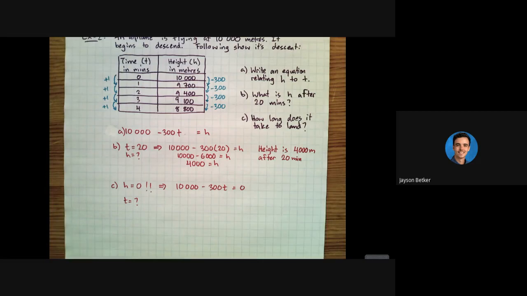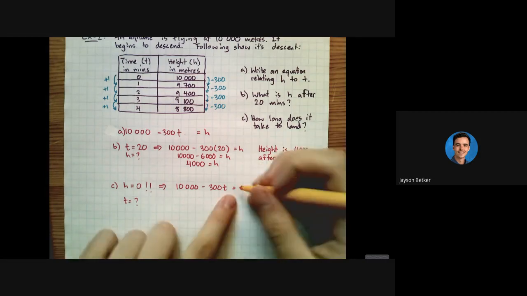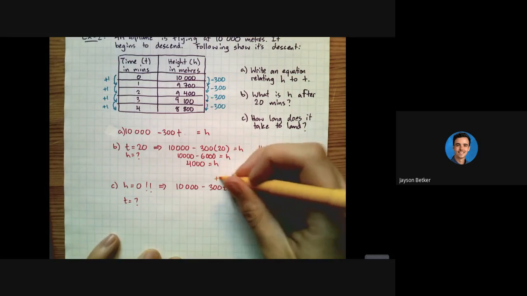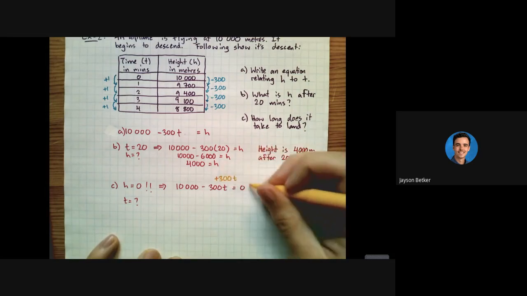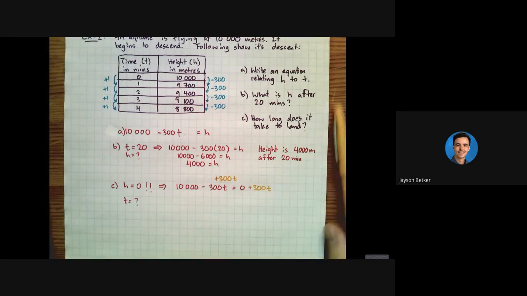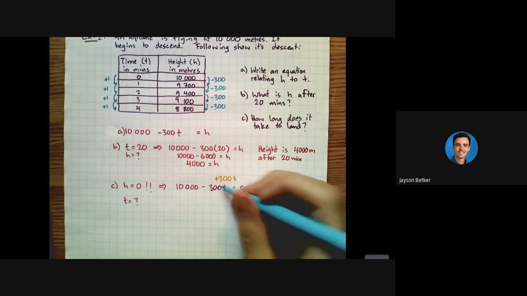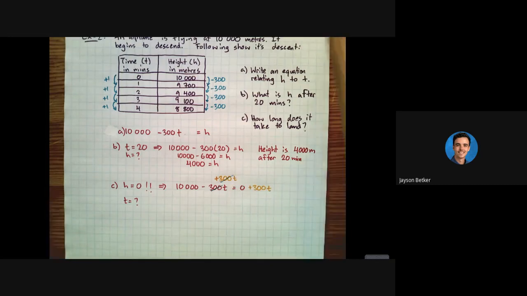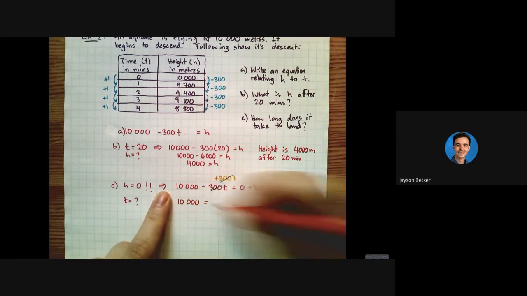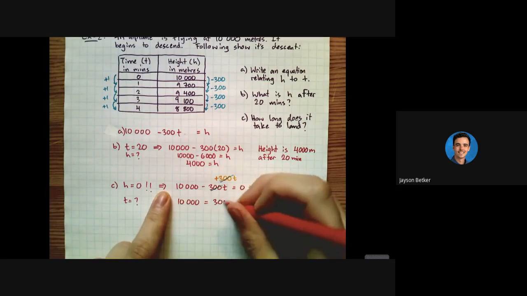Now comes the tricky part. I need to do a little bit of rearranging of this equation. So we need to remember how to rearrange an equation. I have equals 0 on this side. I want to move my 300t to the other side. So I'm going to do plus 300t on this side, and I'm going to do plus 300t on this side. And what that's going to end up doing is it's going to cancel these two out. And what I end up with is 10,000 equals 300t.